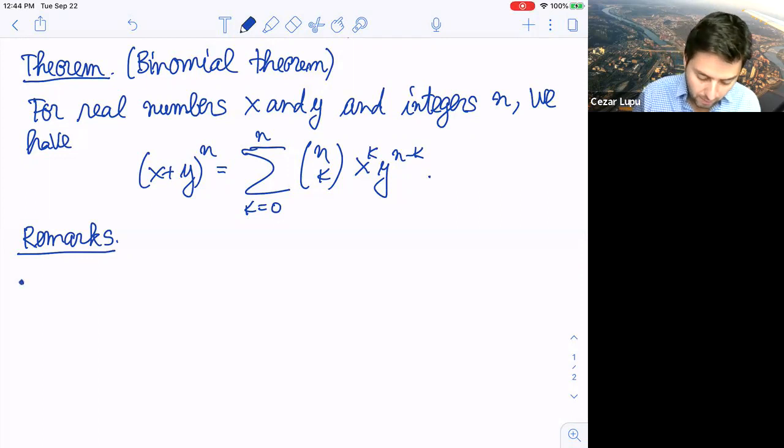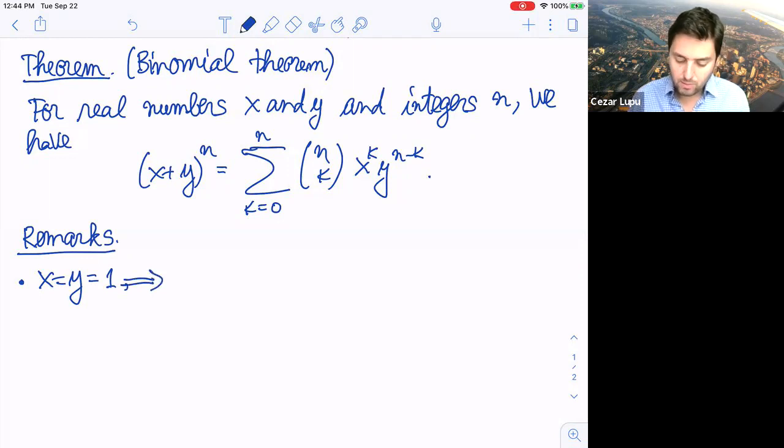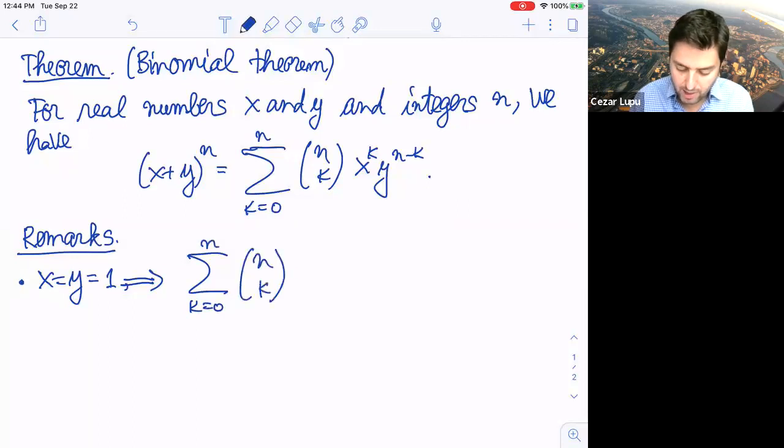For example, if we take x and y, both of them, to be equal to 1, then guess what? We obtain that, so this implies that the sum from k equals 0 to n of n choose k is nothing other than 2 to the power n. So this is one of the first identities that you need to know.